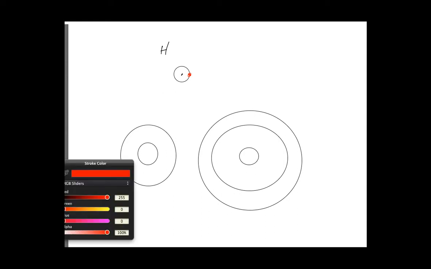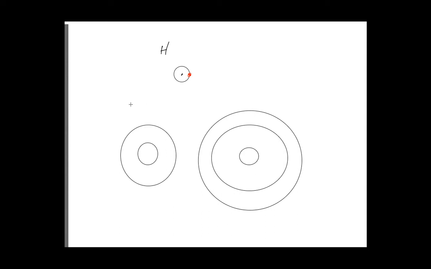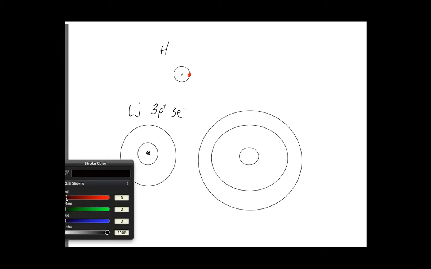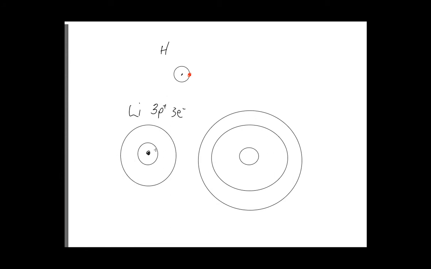Now, if we took a look at another element, let's make it lithium. Lithium has 3 protons and 3 electrons. In the middle we have the nucleus, with the protons and neutrons densely packed there. And now we have 3 electrons. There's a total of space for 2 electrons in the first energy level, so I'm going to have 2 electrons. That's the maximum that can go in the first energy level.